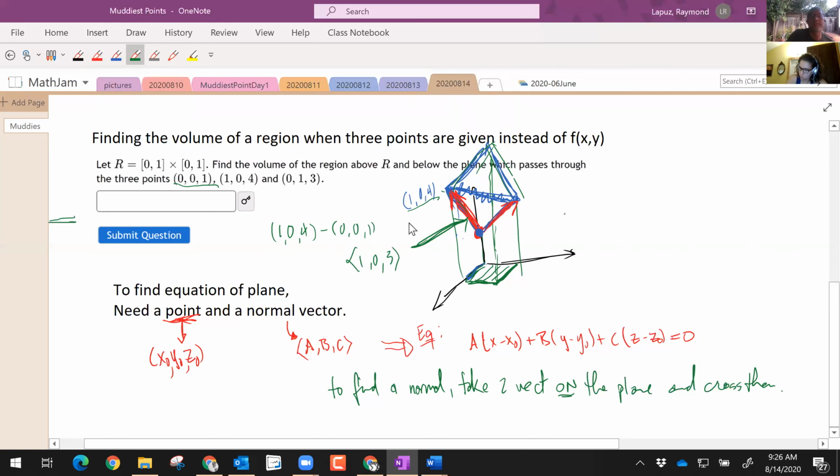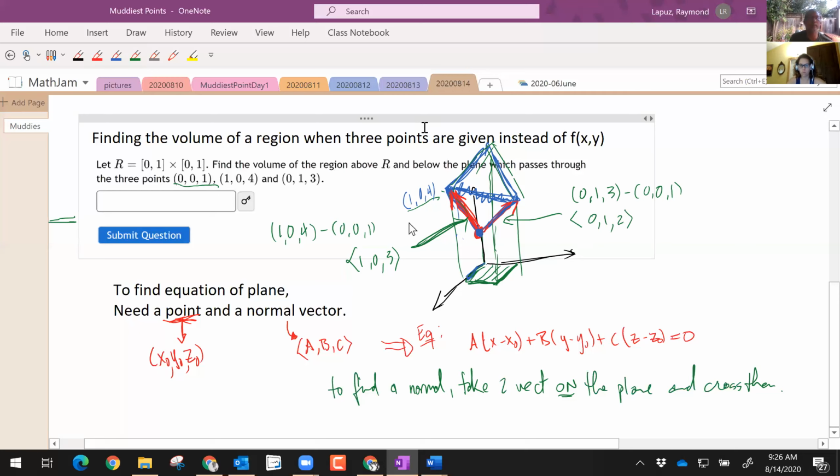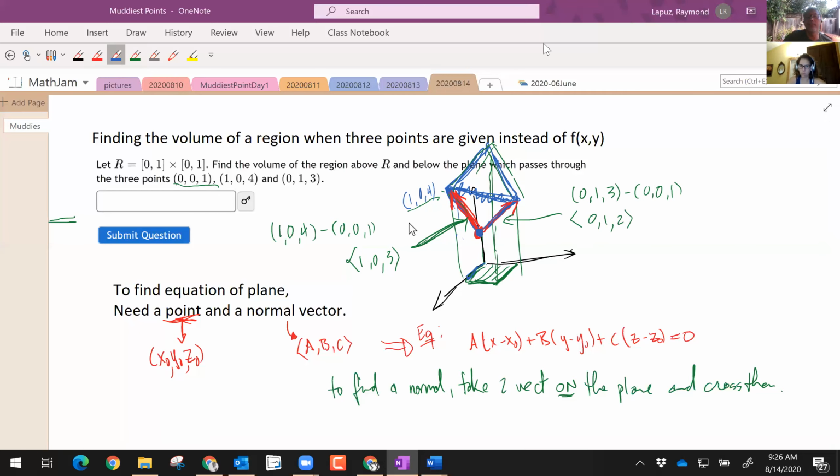And then the other one is going to be the point 0, 1, 3 minus 0, 0, 1. And again, that's going to be 0, 1, 3 minus 1 is 2. So we have these 2 vectors. We take those 2 vectors and we cross them. So 1, 0, 3 cross 0, 1, 2.